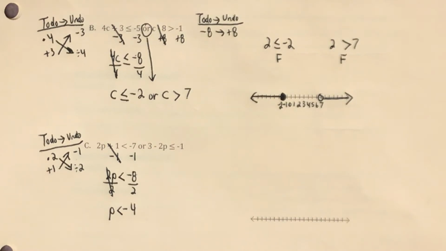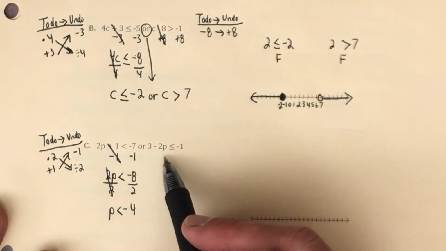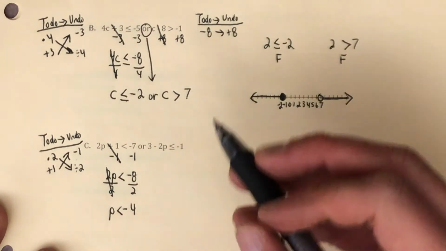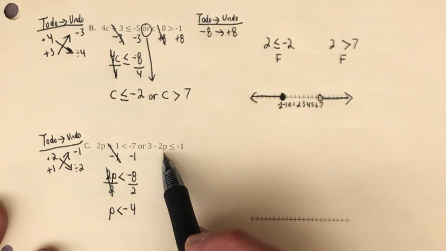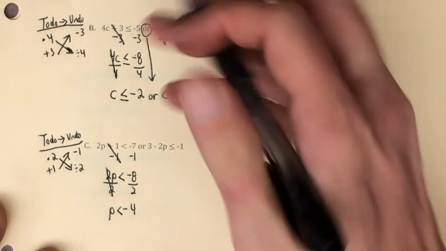All right, well, I've solved the first separate inequality, so now I need to do the second, which is 3 minus 2p, which is less than or equal to negative 1. So let's find our variable. Here it is, p. Now what's happening with this? Well, it looks a little bit more complicated. So let's really think about what's going on here.